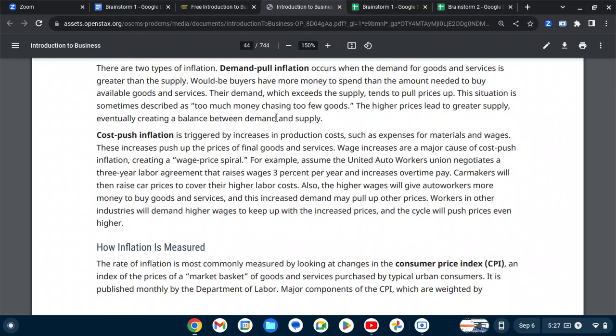Also, the higher wages will give auto workers more money to buy goods and services, and this increased demand may pull up other prices. Workers in other industries will demand higher wages to keep up with the increased prices, and the cycle will push prices even higher.